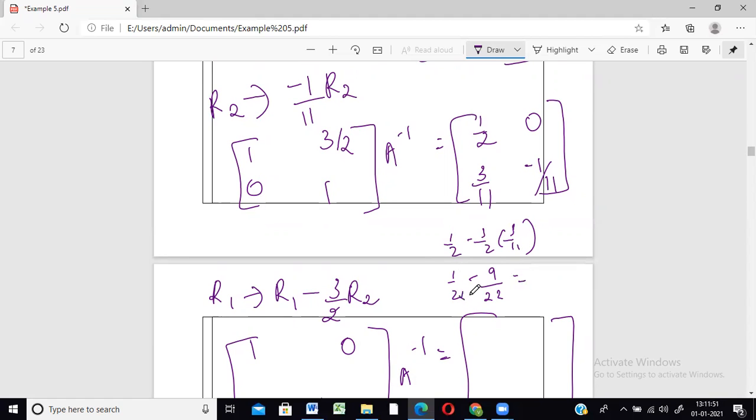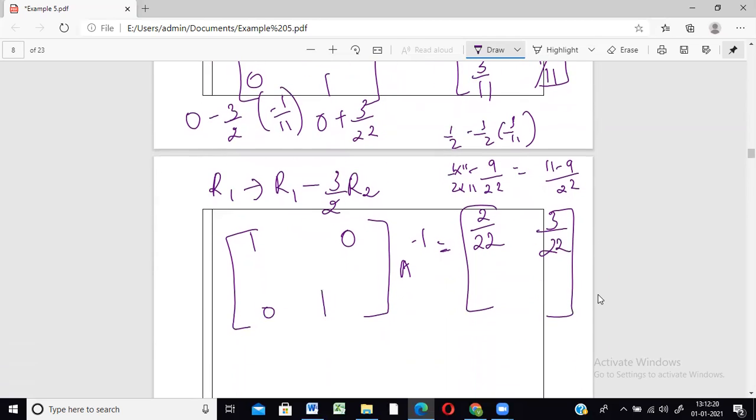How will we do this? So you can do it into 11 into 11. So that is 11 minus 9 upon 22. And then that will be 2 by 22, right? The first one will be 2 by 22. The second one is R1 minus 3 times R2. So R1 minus 3 by 2 times R2. That's minus 1 upon 11. What is the answer? 0 plus 3 ones are 3 upon 22. So the answer is 3 by 22. So that's 3 by 22. R2, there is no change. We will write it as it is.